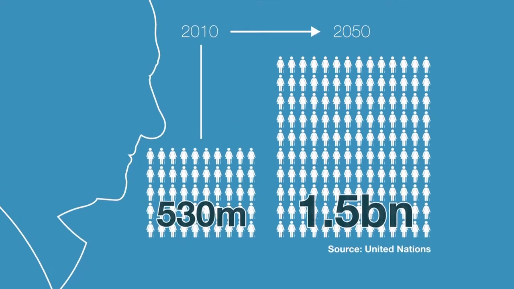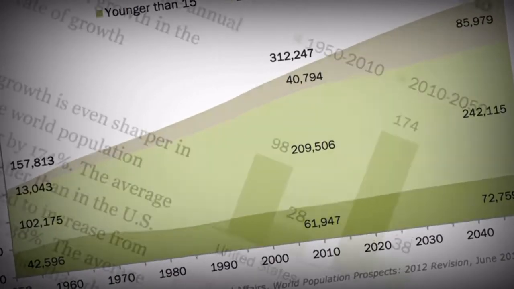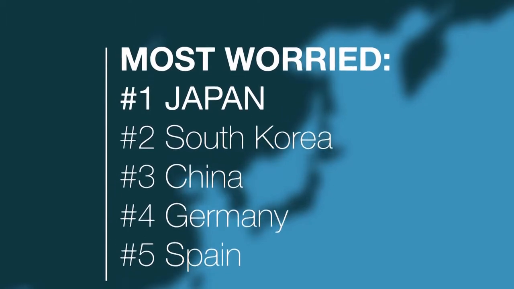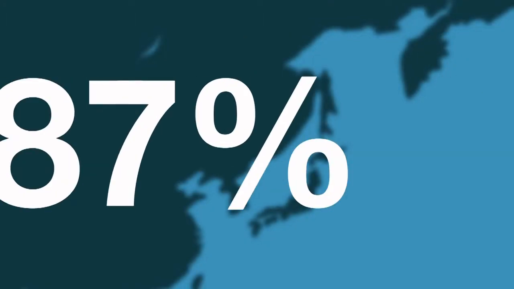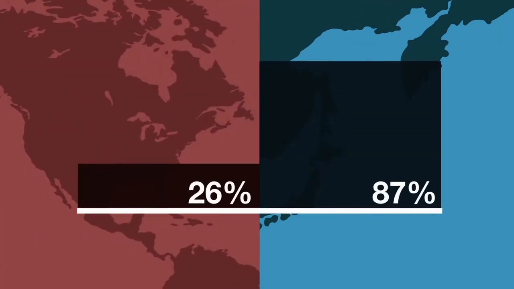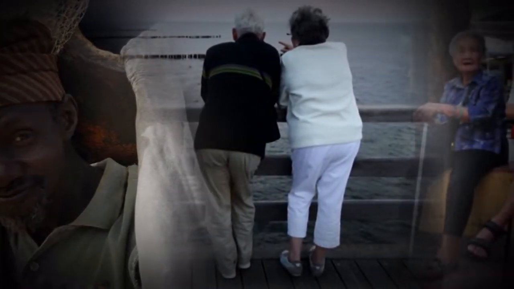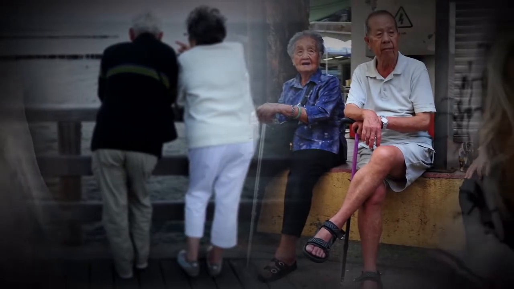The world is getting older. How much older? By 2050, the number of people over 65 will triple. A new aging attitude survey of 21 countries by the Pew Research Center found that Japan is the most worried about aging. 87% of people think it's a problem. That's in contrast to the US, where only 26% of people are concerned. The survey found that the older the population is predicted to be, the more they're worried about aging.